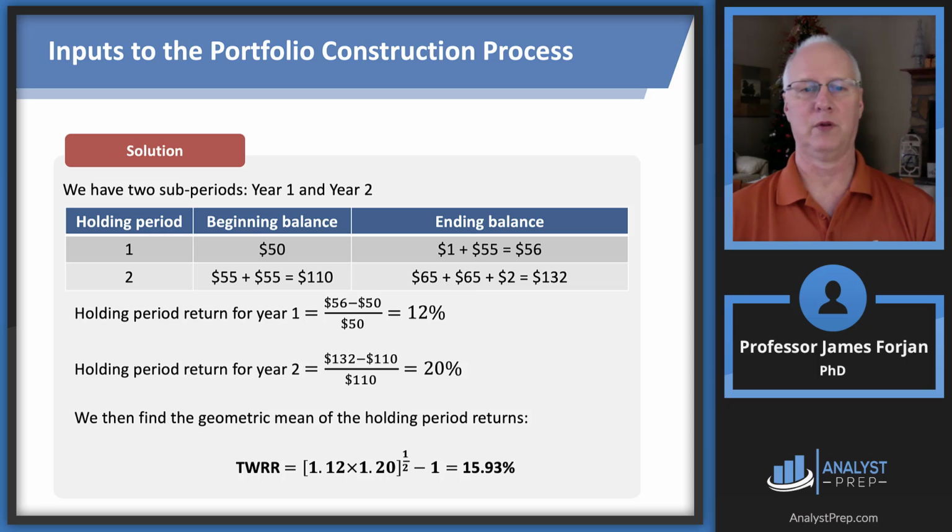Now we'll compute the holding period return for each of those periods. So the holding period return for year 1, there's the 12%, right? From 50 up to 56. We have to add the 1 of the dividend payment. And then the holding period return for year 2, we've got the 55 times 2. So that's the 110 all the way up to 130 plus the $2 dividend. So we have 12% in year 1 and 20% in year 2.